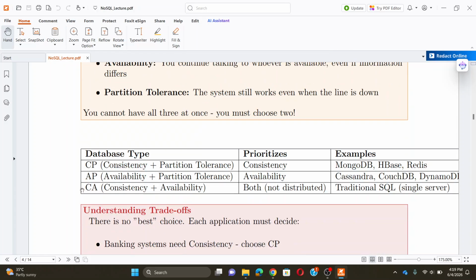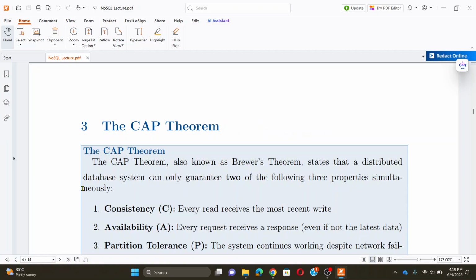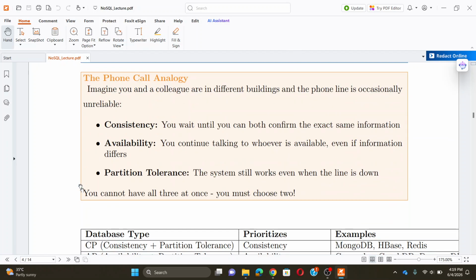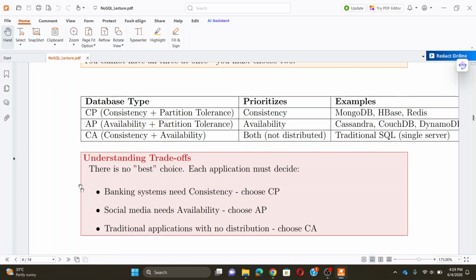Now the database types. CP means consistency and partition tolerance, so you prioritize consistency. Examples of the databases are MongoDB, HBase, and Redis. And AP means availability plus partition tolerance, so you prioritize availability, and the examples are Cassandra, CouchDB, and DynamoDB.